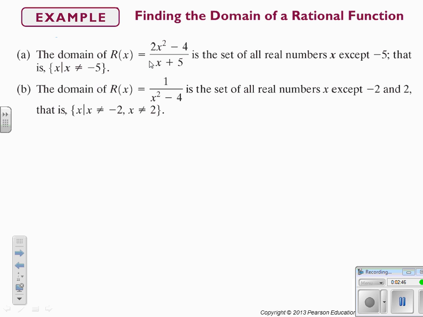The domain of r of x equals 1 over x squared minus 4 is the set of all real numbers except negative 2 and 2. If you want to find the domain algebraically, just take the denominator, set it equal to 0, and solve for x.